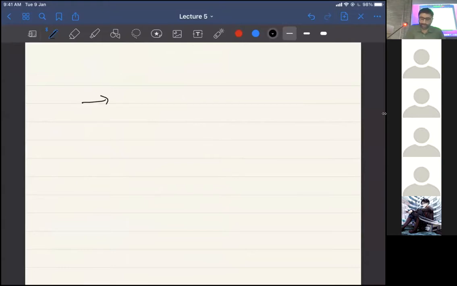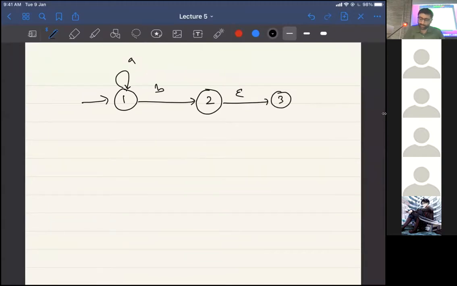For example, let me draw a simple NFA that says that if it reads A, it stays in this state, let's call it state 1, and it goes to state 2 when it reads B. And from state 2, it can go to state 3 without reading anything, an empty transition. And this is our final state as well. And over here, if it reads A, it's fine. It comes here. And we don't care about B, what happens with B.